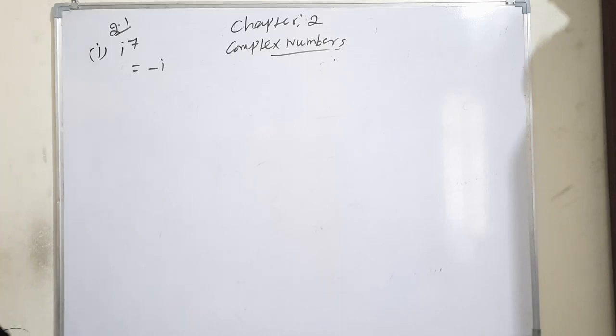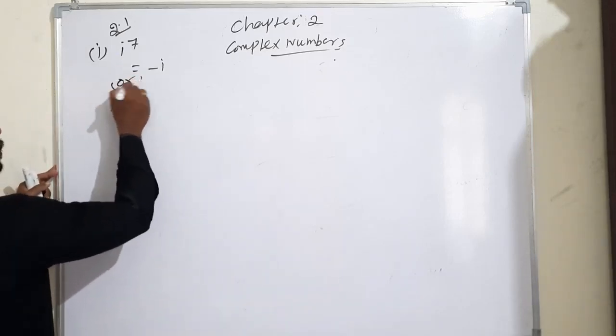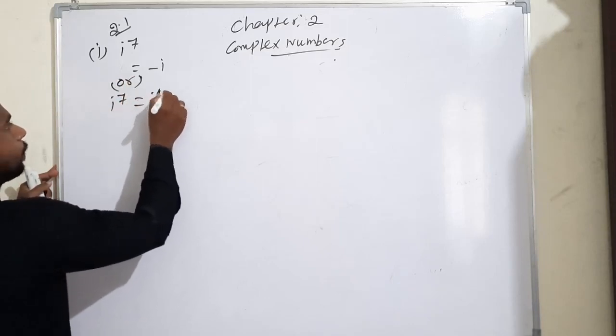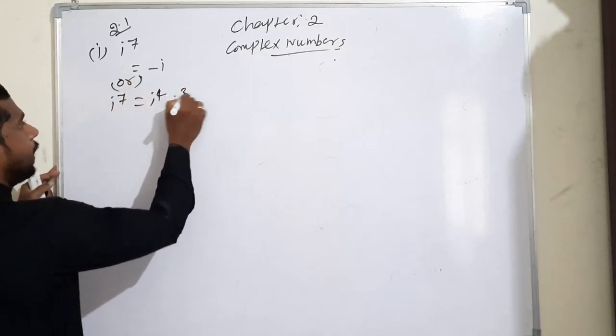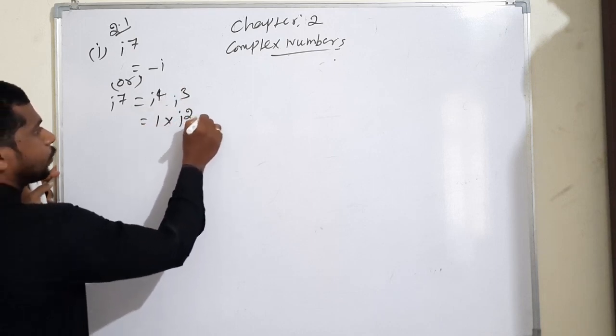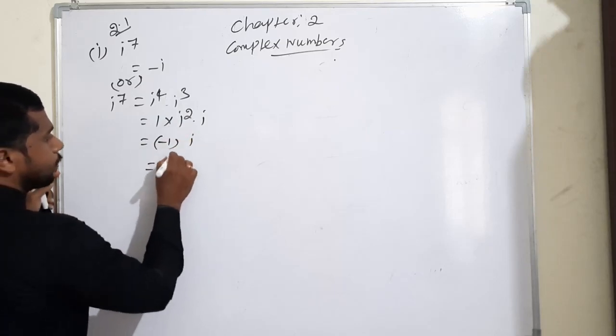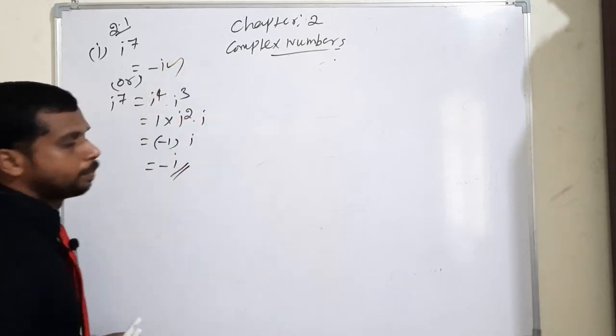Otherwise, you can do the normal method. What is the meaning of i to the power 7? i to the power 7 means i to the power 4 into i cube. i to the power 4 means the value will be 1. i cube we can write as i square into i. So i square means minus 1. So minus 1 into i means minus i. This is the answer for i to the power 7.